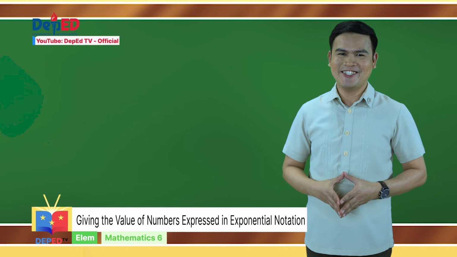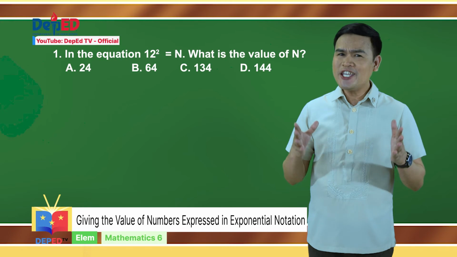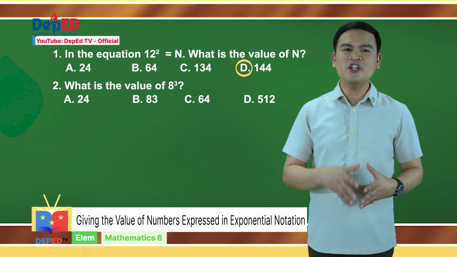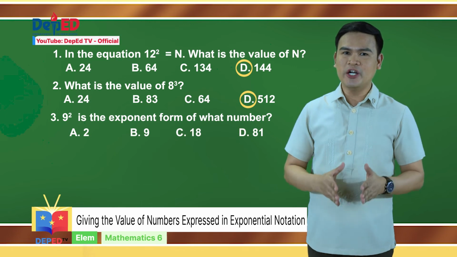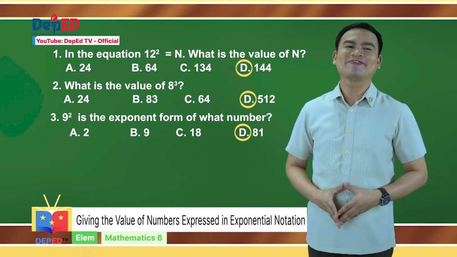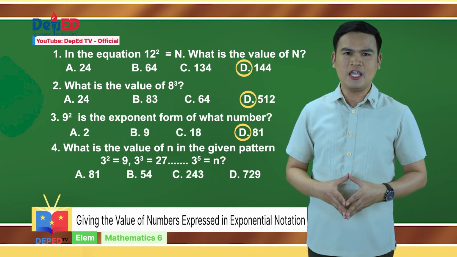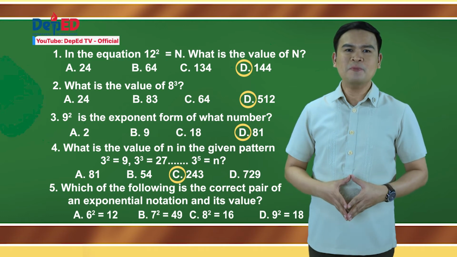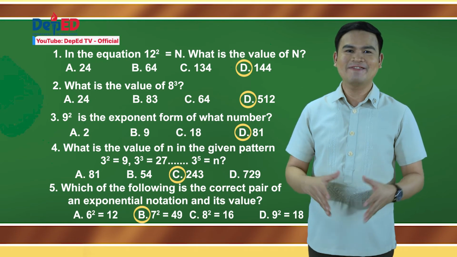Let's check your answers! Number 1. 12 squared is equal to 144, so the answer is letter D. Number 2, 8 cubed is equal to 512, so the answer is letter D. Number 3, 9 squared is equal to 81, so the answer is letter D. Number 4, 3 raised to the 5th power is 243, so the answer is letter C. And number 5, the correct pair is letter B. 7 squared is equal to 49.